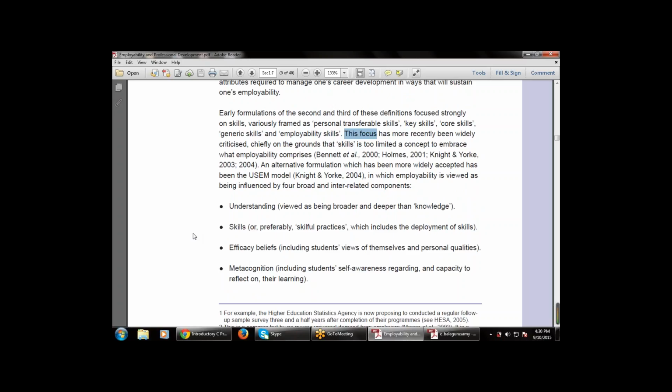Next is skills, that is, skillful practice, which includes the deployment of the skills. Then efficacy beliefs. So one is understanding, next is skills, next is beliefs, and next is metacognition, that is, self-awareness regarding their issues and their capacity to learn.